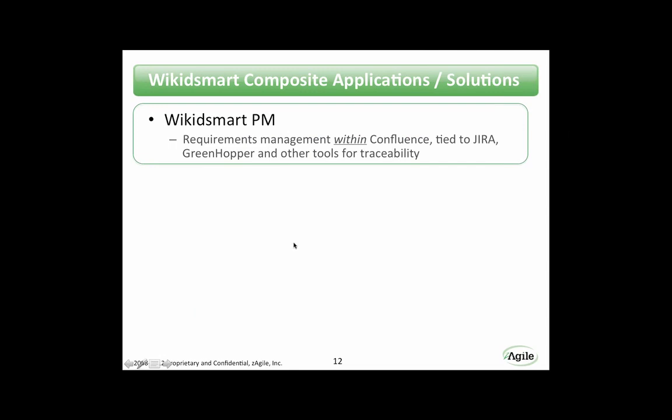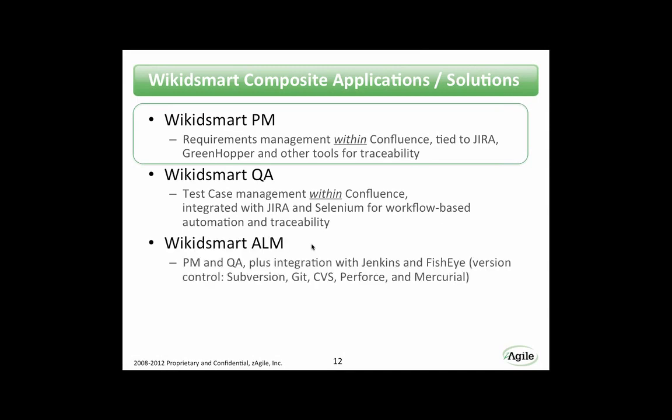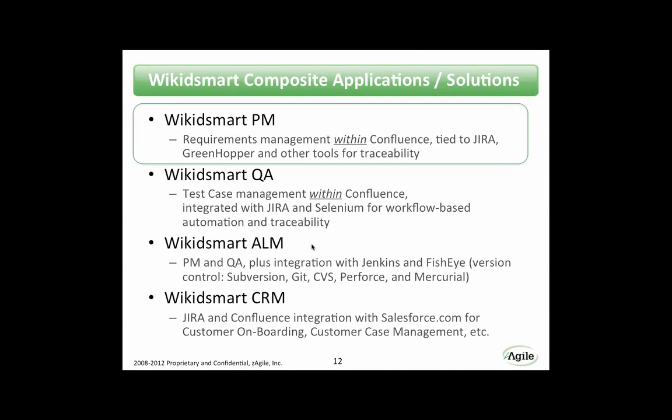I just want to go over with you very briefly the different solutions we have out of the box today. So first of all, Wicket Smart PM, requirements management within Confluence, integrated with JIRA and the Greenhopper plugin, as well as integration with test case management. Wicket Smart QA, which I just described a little bit, and then Wicket Smart ALM includes both of those capabilities of PM and QA. Plus, if you'd like to have your continuous integration tool or your version control repository information all to be in the mix, then we suggest Wicket Smart ALM.